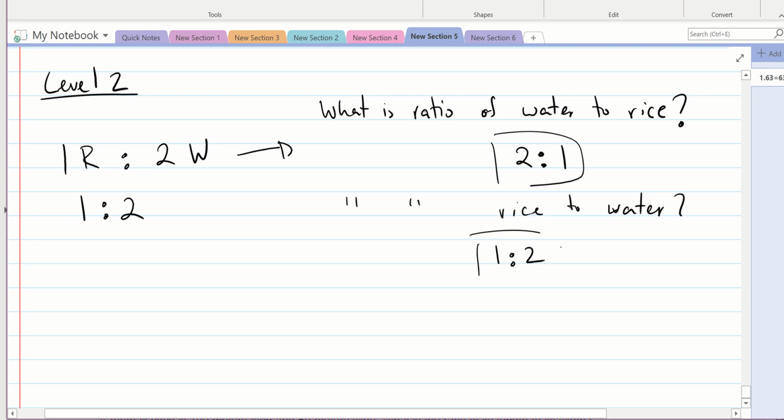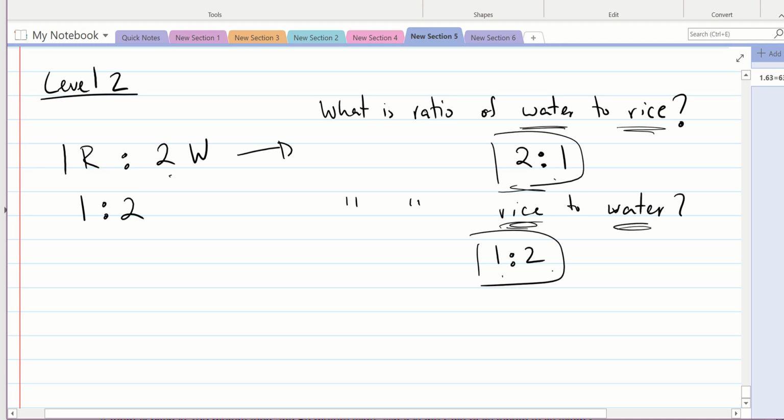So there's a big difference, right? Make sure you don't get these two mixed up. So the order matters in ratios. The order of writing matters. If it says water to rice, you put the water first, which is 2 to 1. If it asks rice to water, you put 1 to 2.